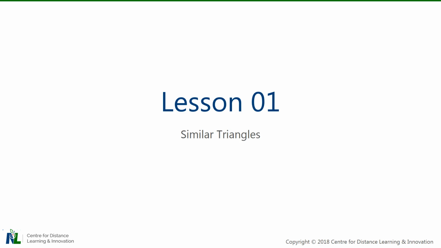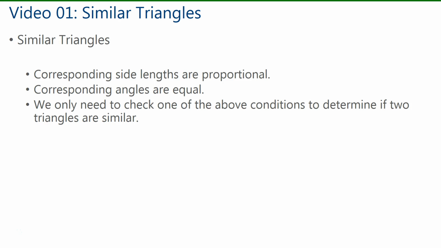Welcome to Lesson 1 on similar triangles. Here we'll look at some properties of similar triangles. So first of all, corresponding side lengths are proportional and corresponding angles are equal.